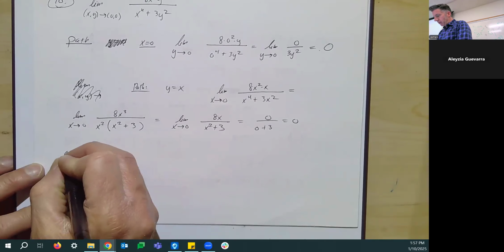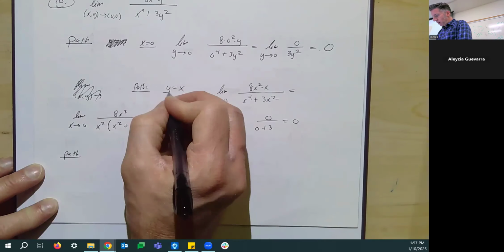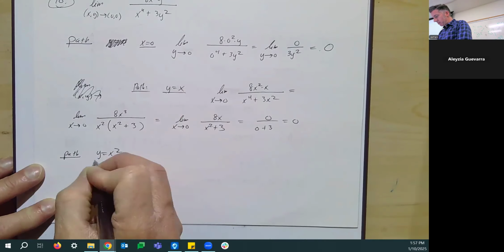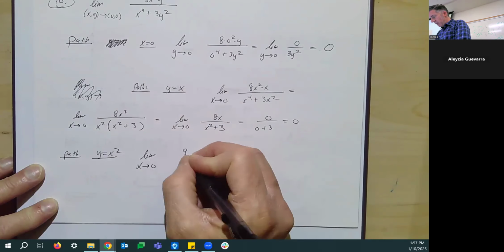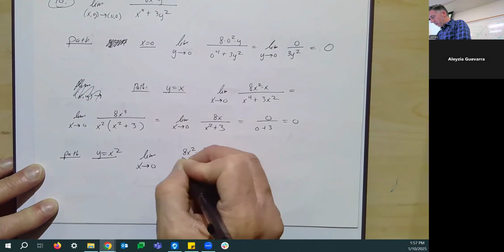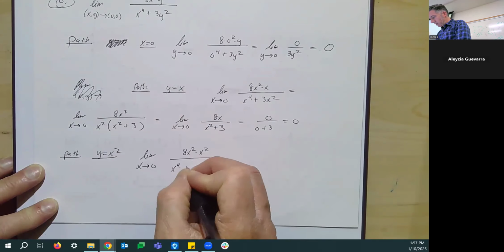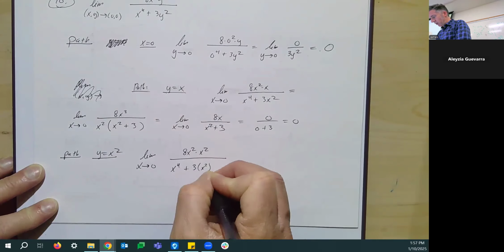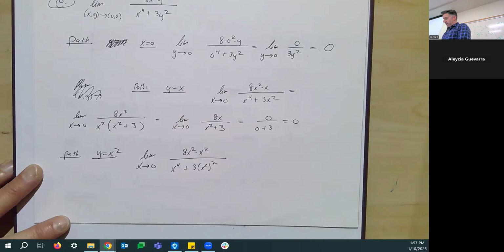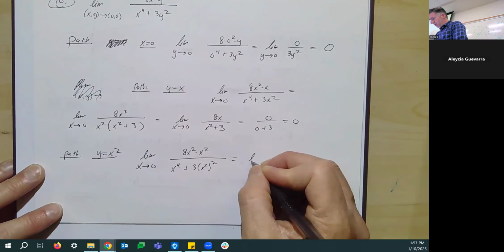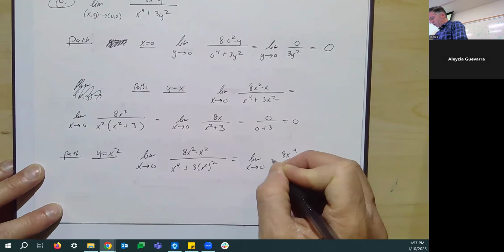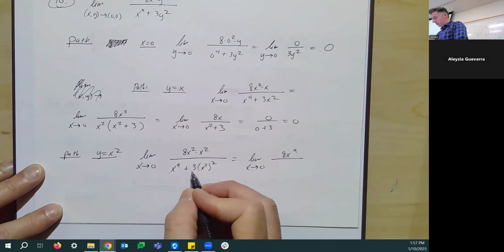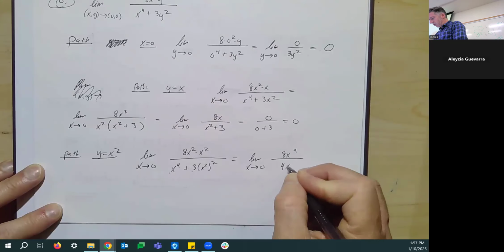So if we pick the path y equals x squared, look what happens. We get the limit as x approaches 0 of 8x squared times x squared over x to the 4th plus 3 times x squared squared. If we simplify that, we get the limit as x approaches 0 of 8x to the 4th over x to the 4th plus 3x to the 4th, which is 4x to the 4th.